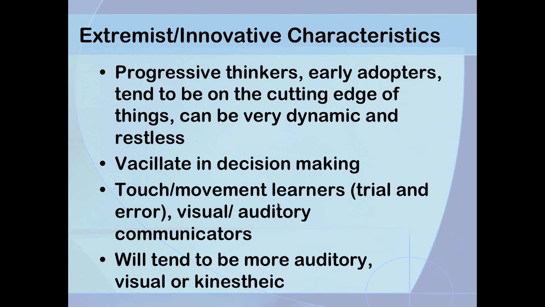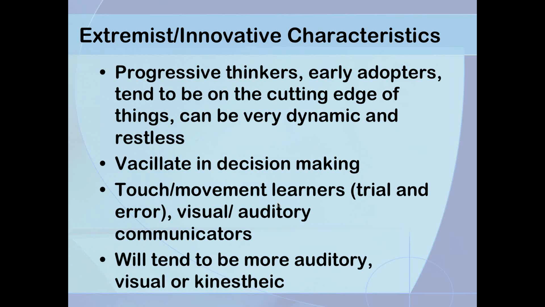tend to be very dynamic and restless. And they can also vacillate in their decision making. Remember, the jewel can be really stick-to-itive. The flower can be kind of impulsive but changeable. These people can often go back and forth. Should I do this? Should I do that? Should I go with my reasoning? Should I go with my heart? Kind of thing. And so compliance can be an issue for them.